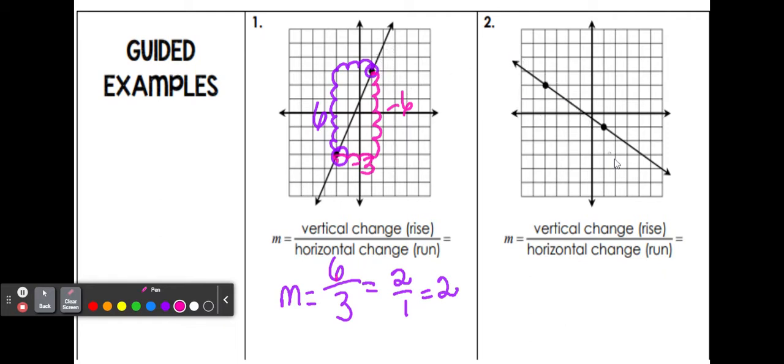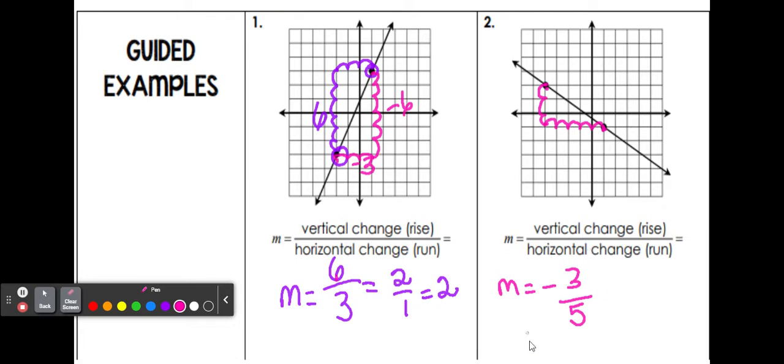Let's take a look at number 2. This is going down to the right, so I already know that my slope is going to be negative. So I need to count from one point to another, and in this case, I gave you the points. But if there were no points there, you're looking for any point that crosses the grid lines, and that is where you're going to count from one to the other. So this goes 1, 2, 3. It goes down 3, and then my horizontal 1, 2, 3, 4, 5. My horizontal number goes on the bottom, my run on the bottom, my rise on the top.